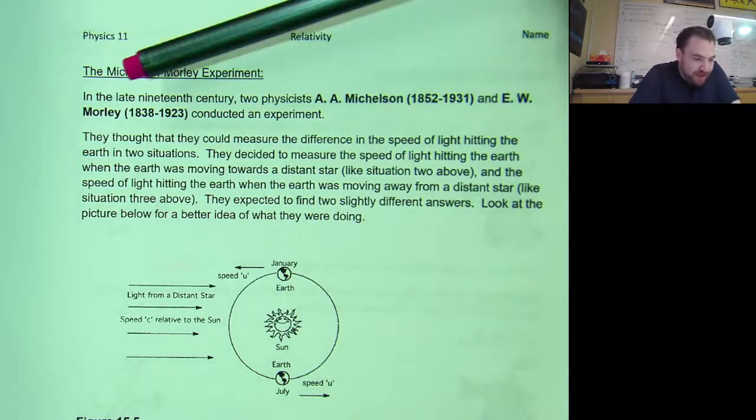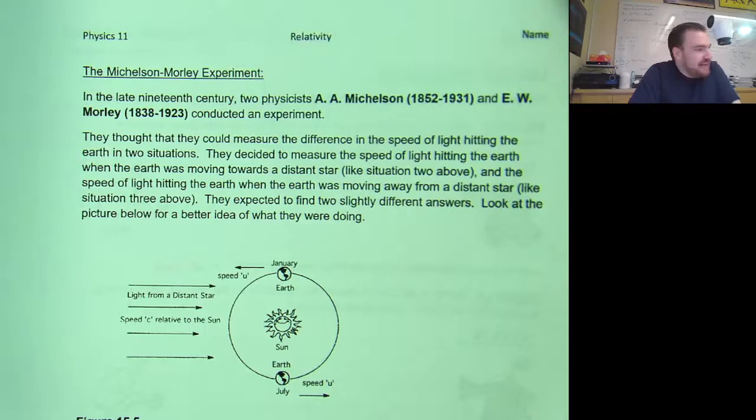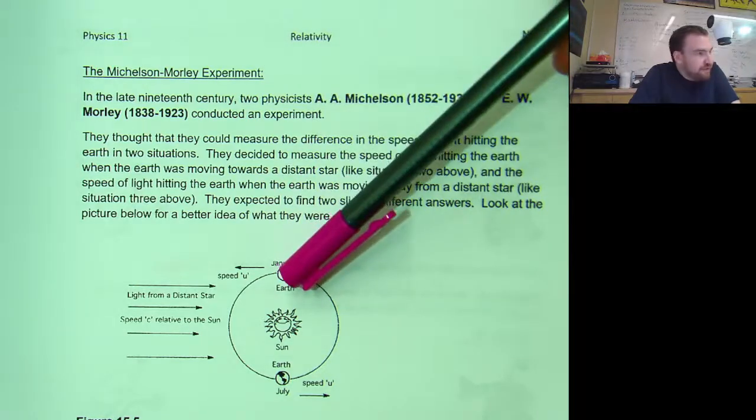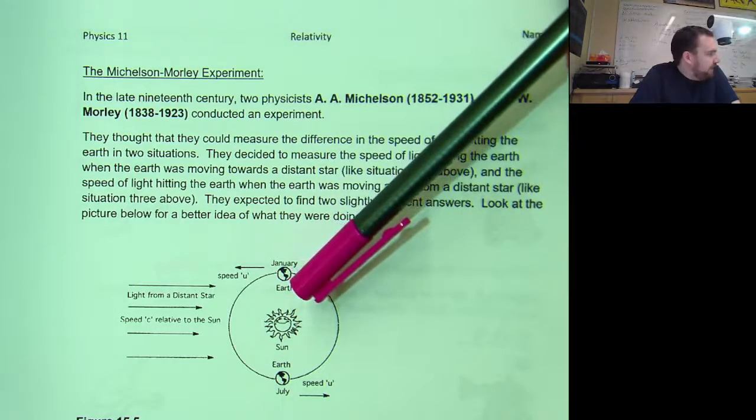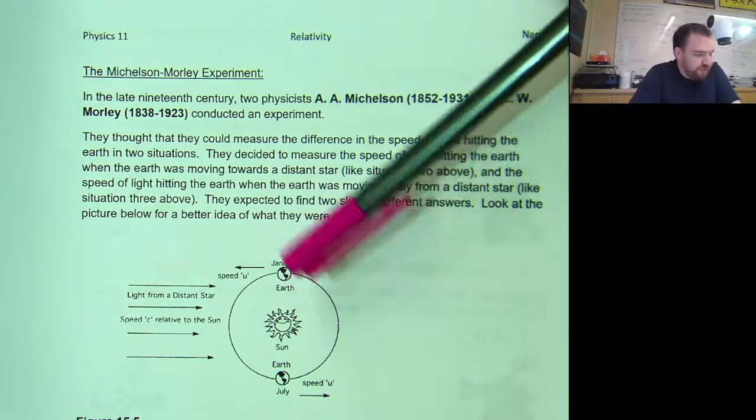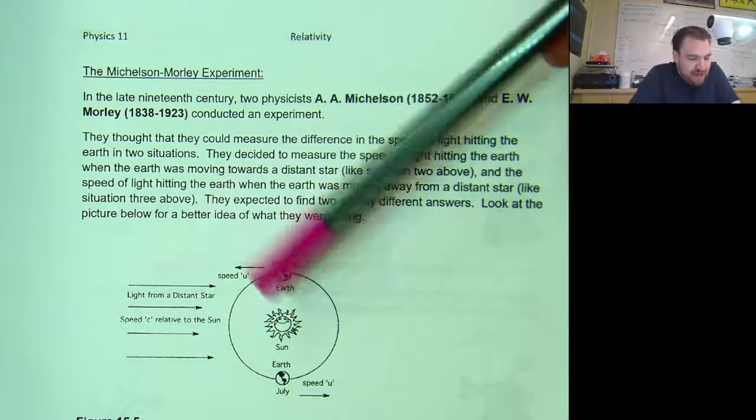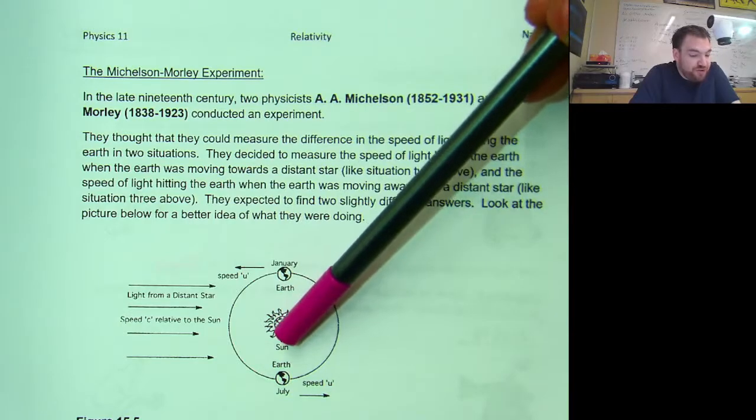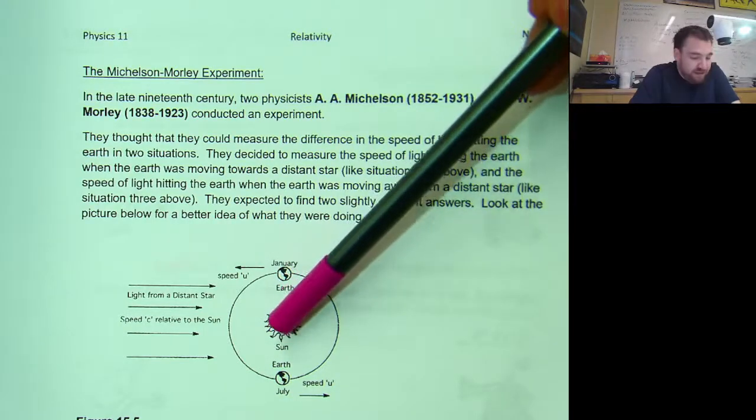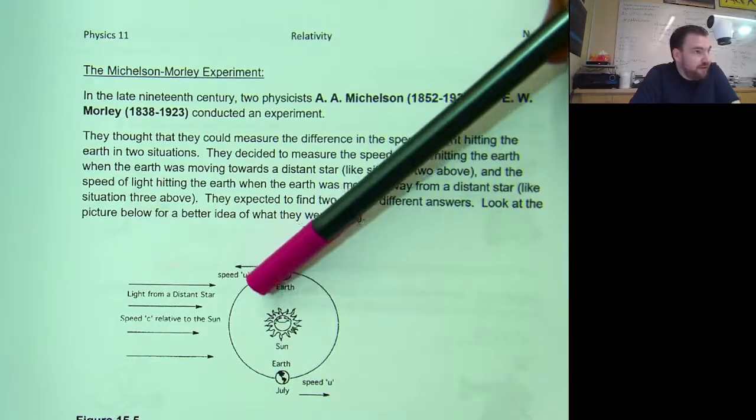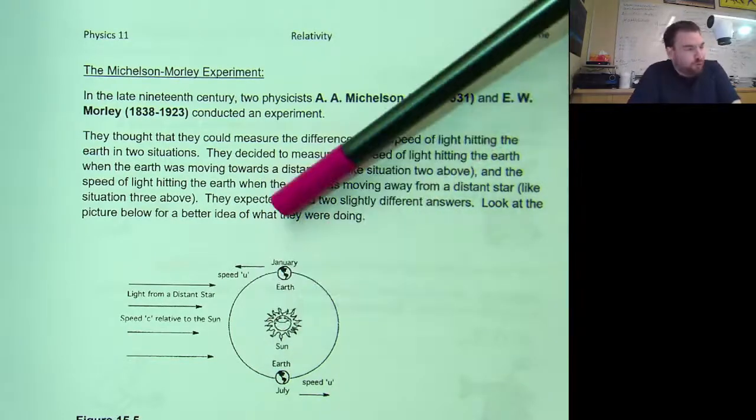Here we go. So, in the late 19th century, so read that as the 1800s, A. Michelson and E.W. Morley conducted an experiment. They thought they could measure the difference in the speed of light hitting the Earth in two situations. We've got the Earth traveling around the sun. It's basically a circular orbit, not quite, but basically. So as far as the Earth receiving light from the sun, because the sun is in the middle and the Earth's constantly traveling around it, it's not traveling nearer to or away from the sun.